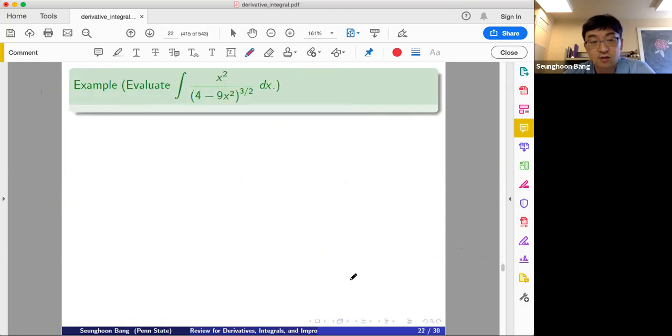The next one: the integral of x squared over (4 minus 9x squared) to the power 3/2 dx. So how can you solve it? Do you have any idea for solving this problem? Could you write your idea on the chatting board, please? How can you solve the integral of x squared over (4 minus 9x squared) to the power 3/2 dx? Do you have any idea?